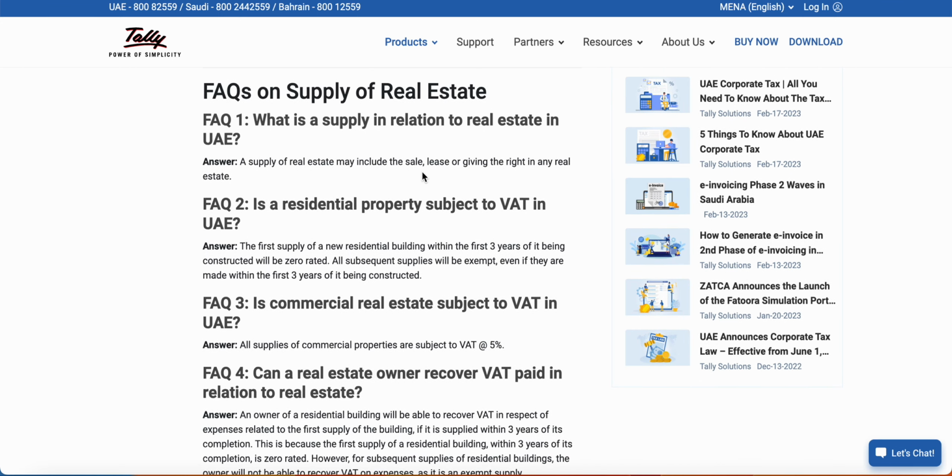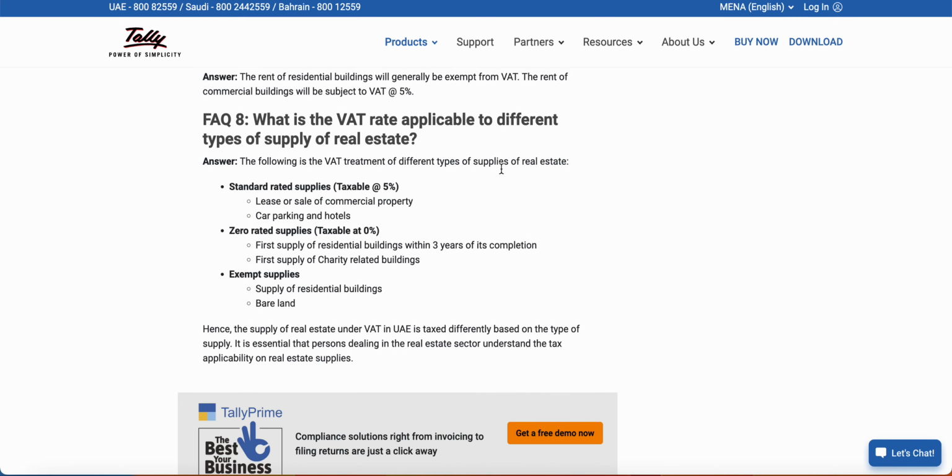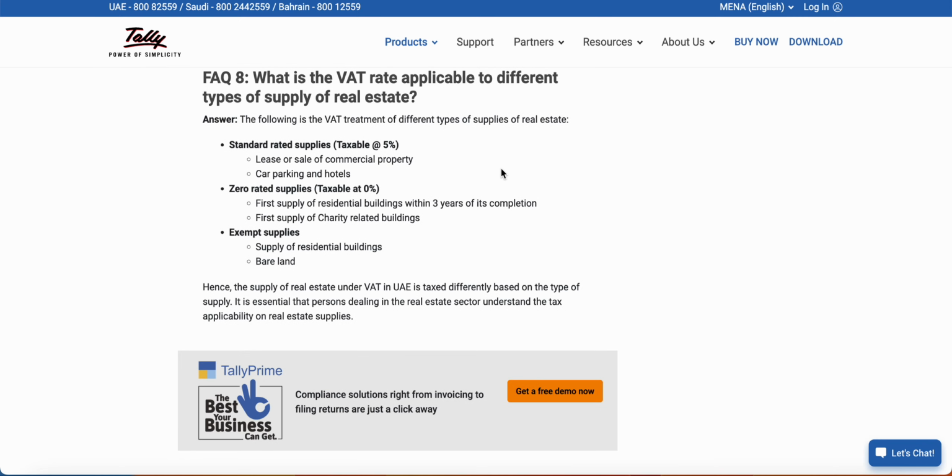Now, when we say the supply of real estate, that may not be clear to many people. By supply, the VAT law of UAE means that when real estate property is sold, leased out, or given on rent, then how will the VAT be calculated, what rate will be charged, and what will be the different circumstances under which VAT will be levied.